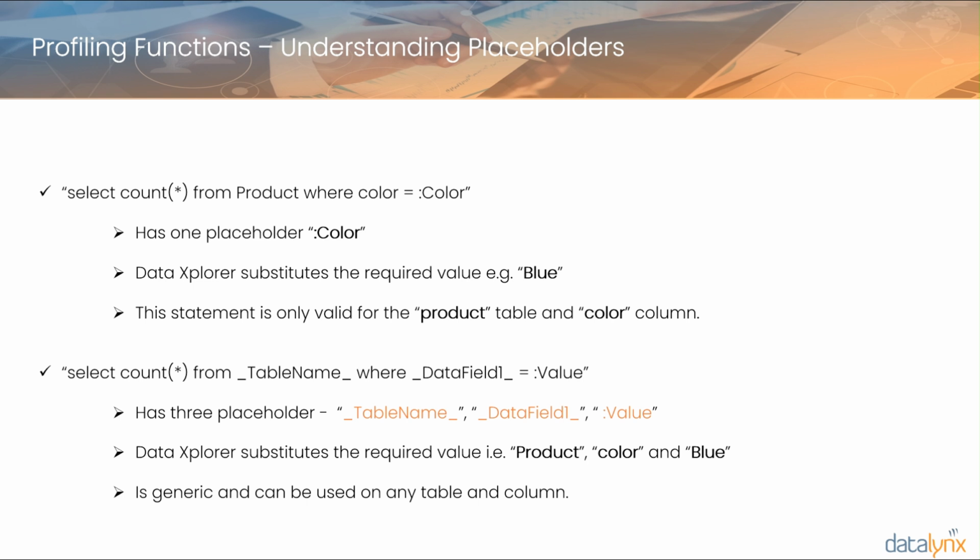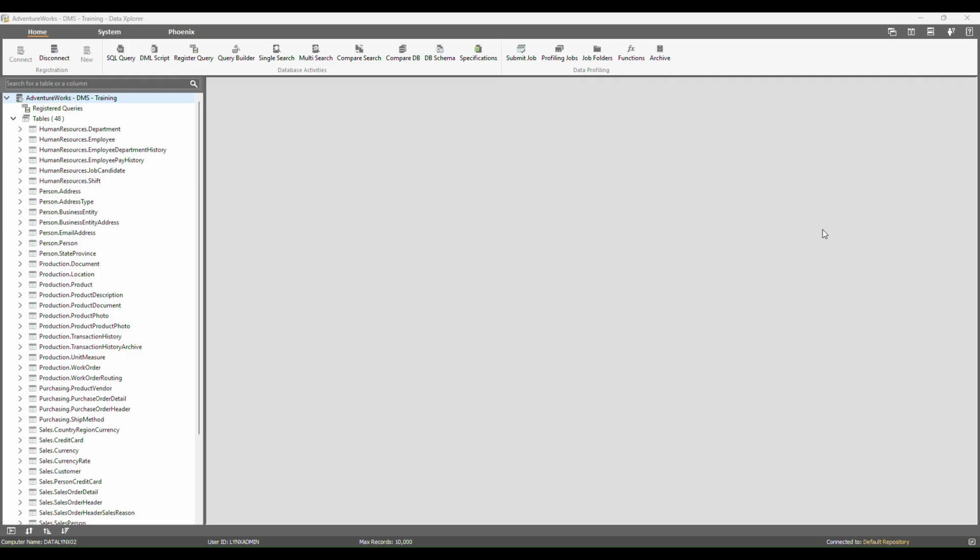Let's see how we can use multiple placeholders in a query. For example, select count from table name where data field equals value. This query has three placeholders: table name, data field and value. Data Explorer substitutes the required value. That is, product for table name, color for data field, and blue for value. This query is generic and can be used on any table and column.